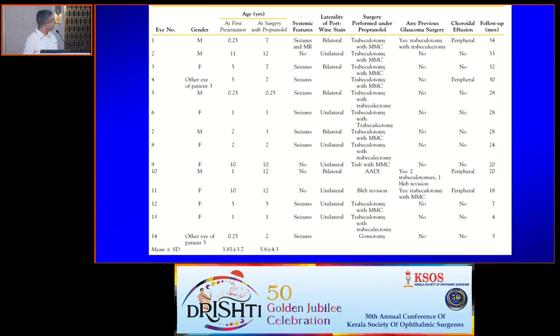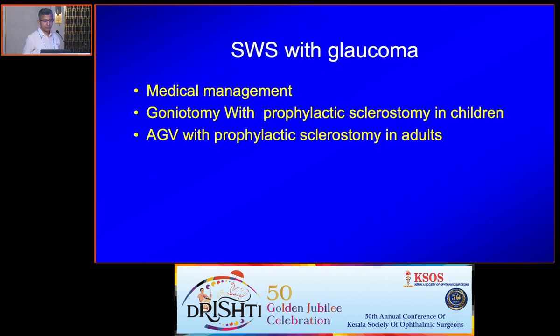But even with this, you look at the number of effusions that were there. There are a significant number of patients who had effusions. Even with this, 3 patients out of the 15 had effusions. So you can't rule it out completely. So Sturge-Weber with glaucoma, like I said, medical management is the first step. After that, goniotomy with prophylactic sclerotomy in children, and AGV with prophylactic sclerostomy in adults.